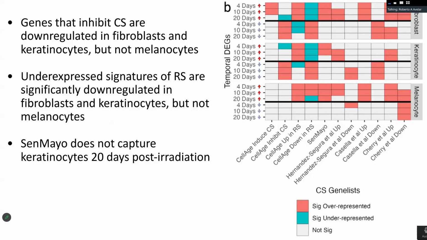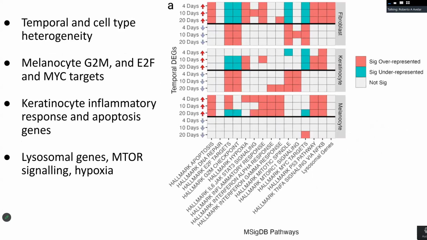We really went after the Mayo gene list because, again, this is the most popular gene list used, and it does a pretty good job of capturing our cells, but not universally. And again, there are false positives as well. So when we look at processes, it becomes quite interesting.